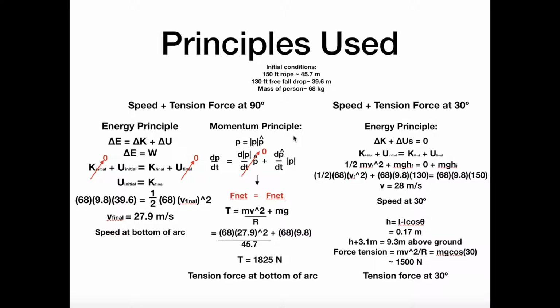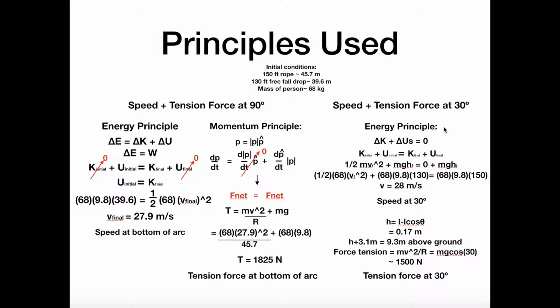Next, I used the momentum principle in order to calculate the tension force at the bottom of the motion. Because there is no dp/dt parallel at the bottom of the motion, I was able to set Fnet equal to Fnet perpendicular. And plugging in the initial conditions once again, including the final velocity, I found the tension force as 1,825 newtons. Then I calculated the speed and tension force at 30 degrees.